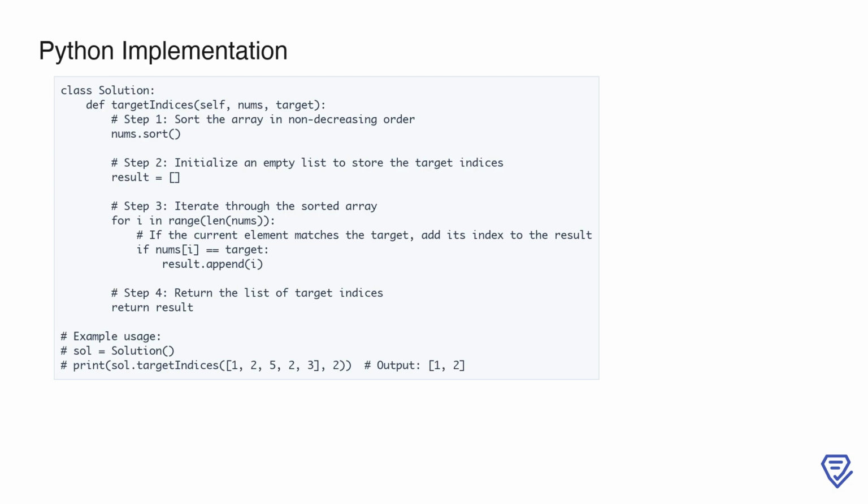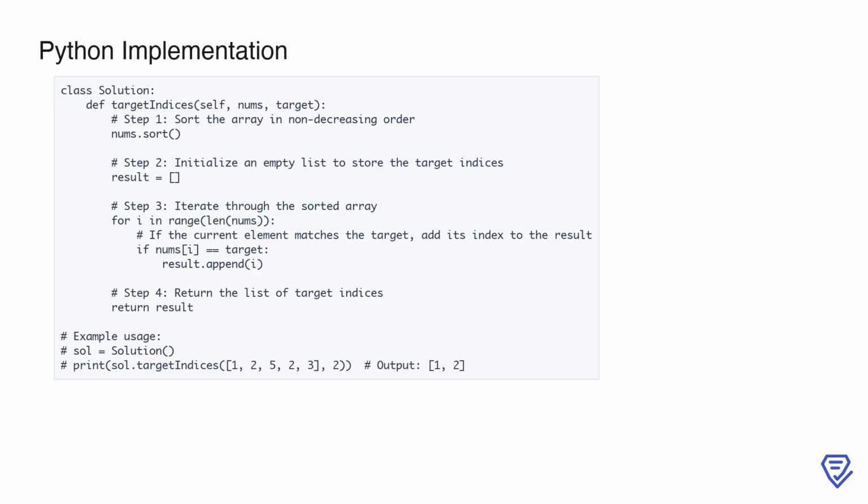4. Returning the result. After the loop completes, the result list contains all indices where the target appears in the sorted array. The list is returned as the final output. Python: return result.